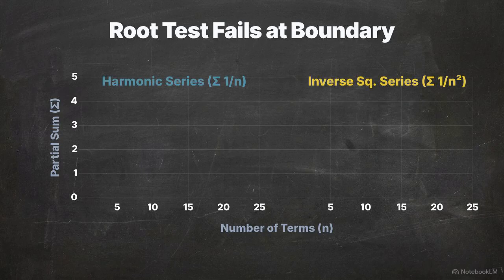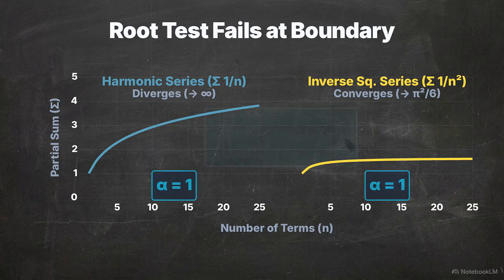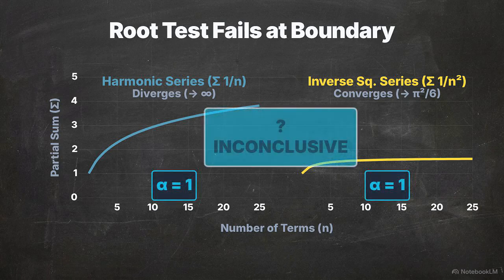Take a look at this side-by-side plot. On the left is the harmonic series, which climbs to infinity and diverges. On the right is the inverse square series, which settles to a finite sum and converges. If you apply the root test to both of these equations, they both yield an alpha of exactly 1, making it impossible to distinguish between them using this tool alone.